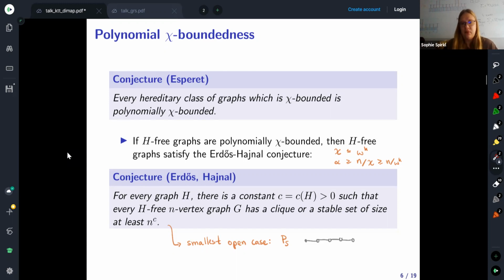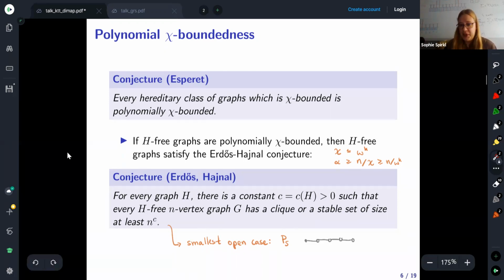And again, if you go back and think about what happens if I don't know that G is H-free, then I can only guarantee a clique or stable set that is logarithmic in size. So this conjecture would describe how H-free graphs are really very strikingly different from random graphs.